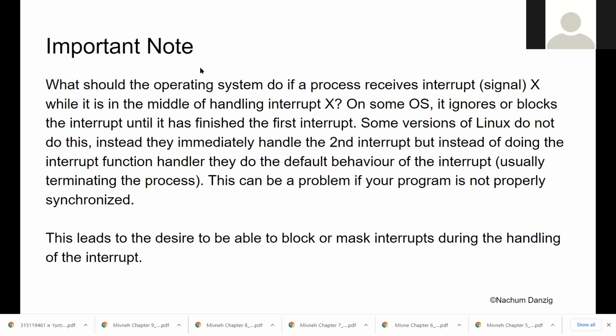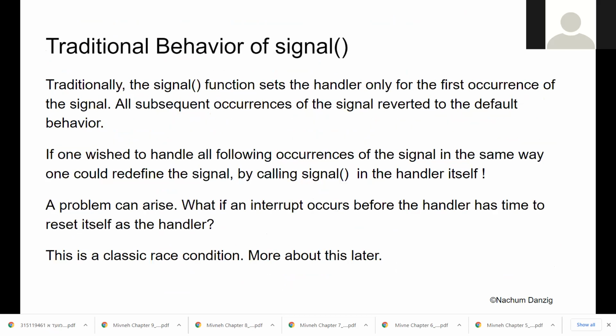So that's why some versions of Linux handle the second interrupt, but some don't. On some operating systems, it ignores or blocks the interrupt until it has finished the first interrupt. And we see why. But on some it doesn't, so then that won't help. So what we want to do is actually ourselves block other signals from occurring, other signals from bothering us.